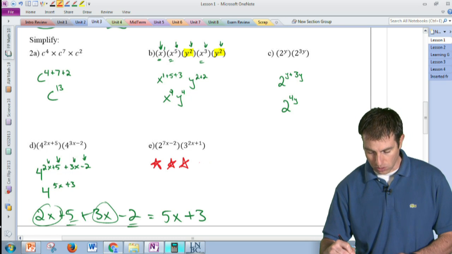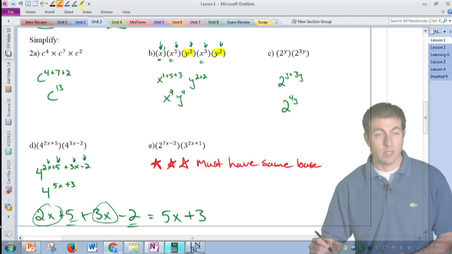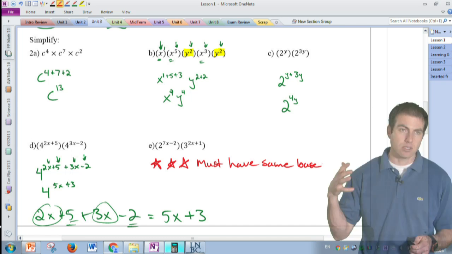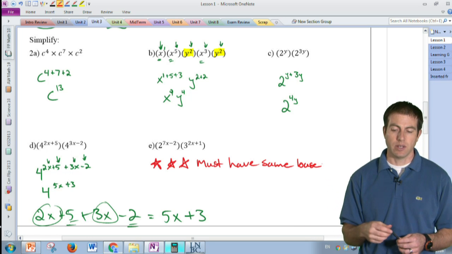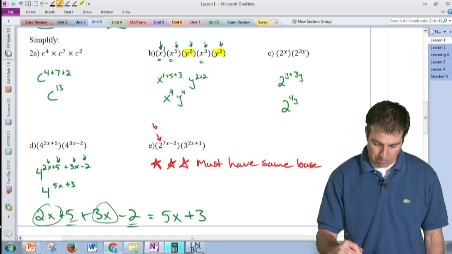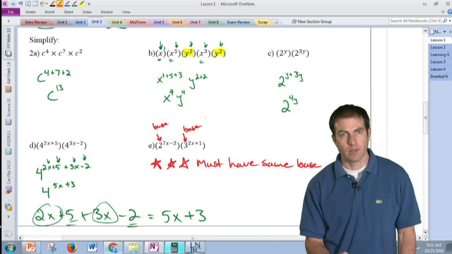So we're going to write a little note. Must have same base. If you don't have the same base, you cannot combine your exponents together. So when I say base, this 2 is my base, and this 3 is my base. If they're not the same, we can't combine them.